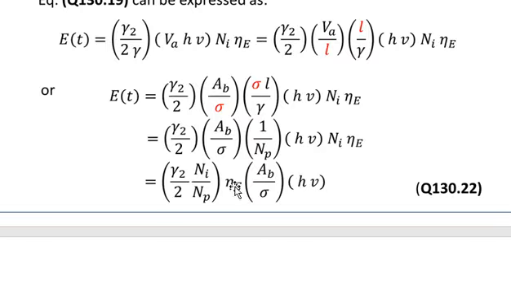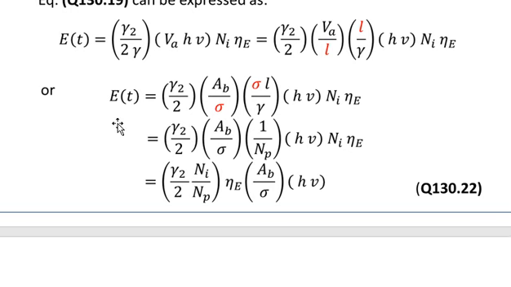And similarly, you can rearrange these terms, so that you can combine these two parentheses. So gamma 2 by 2 times Ni over Np. So now I am combining the population inversion terms. So Ni divided by Np has been combined, and then we are left with eta E, and then AB over sigma, and then h nu. So this is the final expression that we have written down.